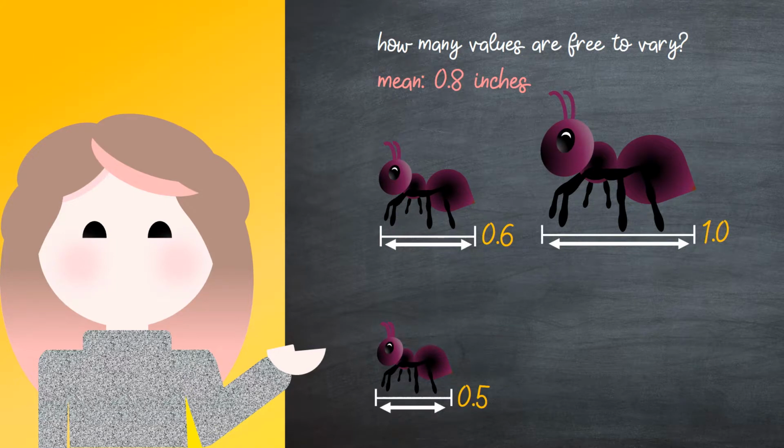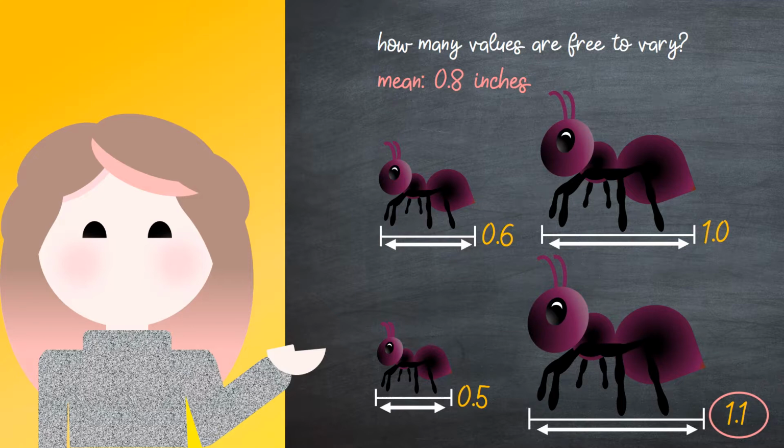But in this sample, our 4th ant's measurement must be a specific length so that our mean equals 0.8 inches. This value is not free to vary. It has to be a certain value to make our mean of 0.8 inches true. So in this case, our final measurement value has to be 1.1 inch.